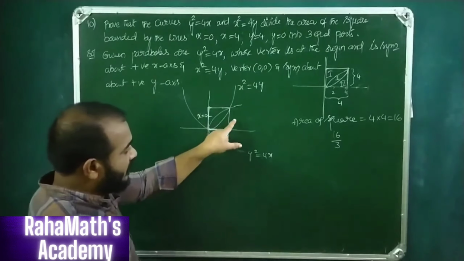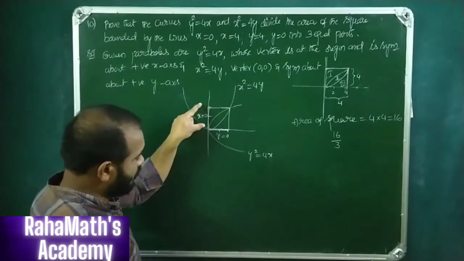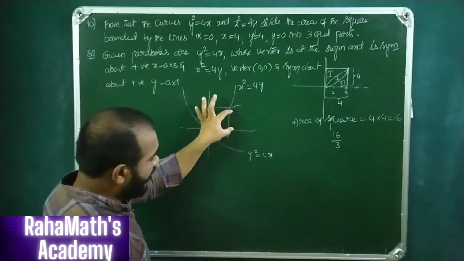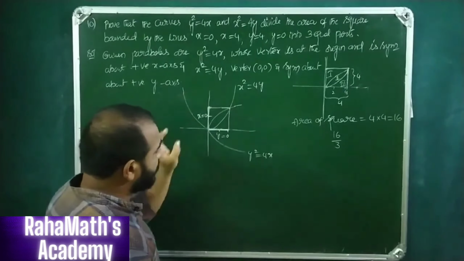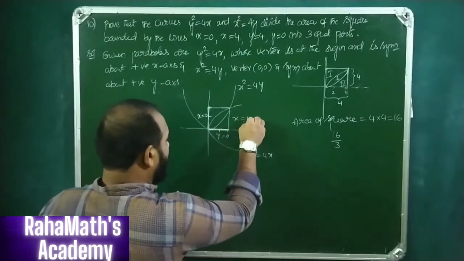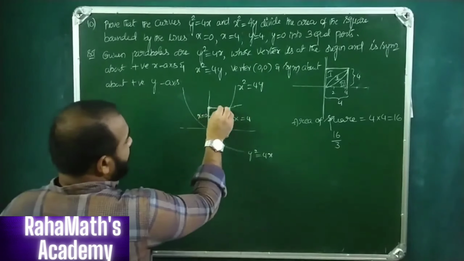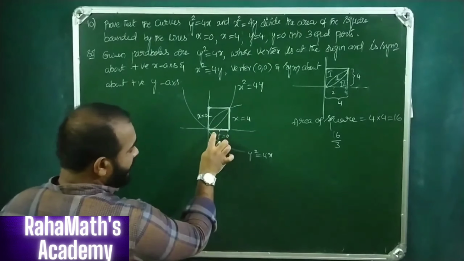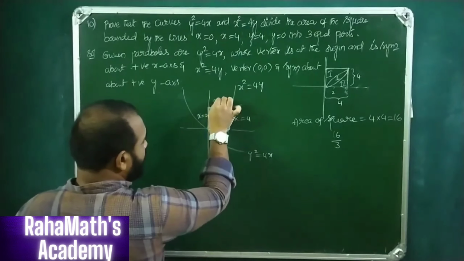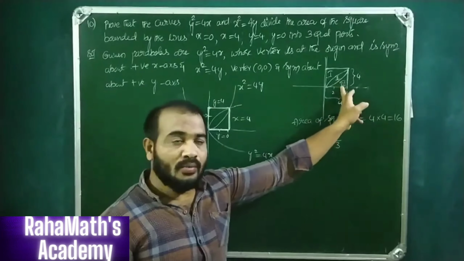So this line is parallel to the x axis. Any line which is parallel to the x axis is of the form y equals to 4. And this line is parallel to the y axis. Any line which is parallel to the y axis is of the form x equals to 4. Therefore, this is what I told you before.